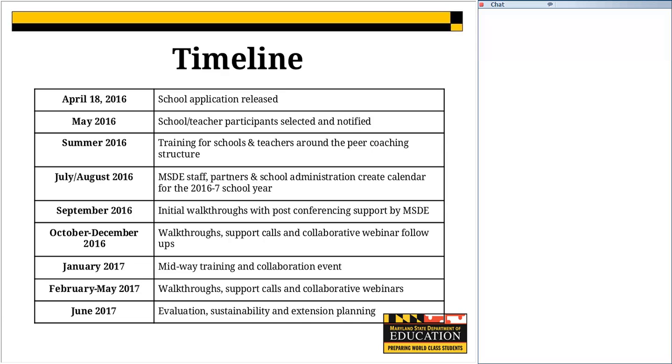And then in late summer, our staff, partners, and school administration will create a calendar for the 2016-17 school year. So we will be working as a big, happy group to schedule all of those meetings, all of those calls, and try to do it at the beginning of the school year, because we know once the school year gets started, other things get added to the calendar, so we want to make sure that those are on there. Throughout the fall, we'll have walkthroughs, support calls, and follow-ups.